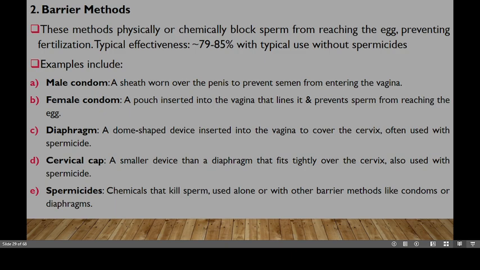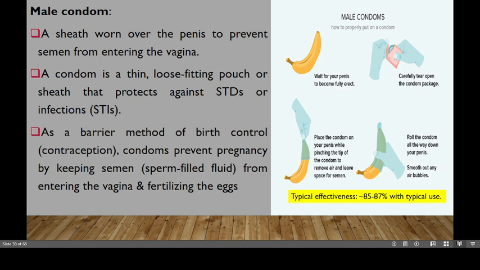If you look at it in terms of typical effectiveness, it is higher compared to the natural methods. You have an effectiveness of between 79 to 85% with typical use without the spermicides. So we have several examples here. We have the male, female condoms, diaphragm, cervical cap, and the spermicide. Maybe starting with the male condom.